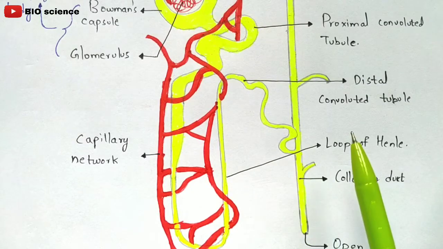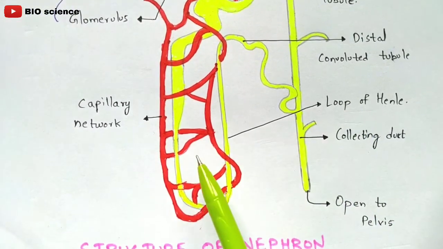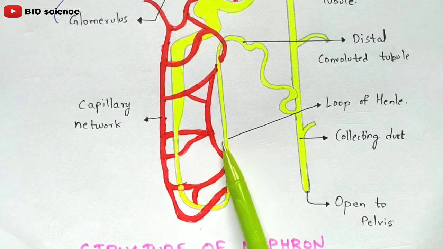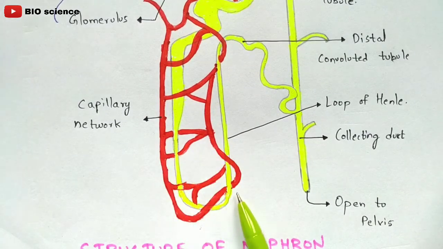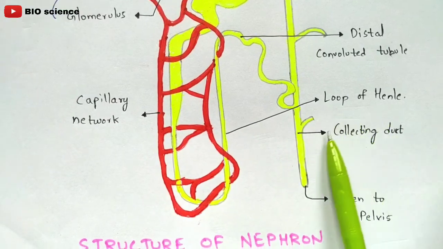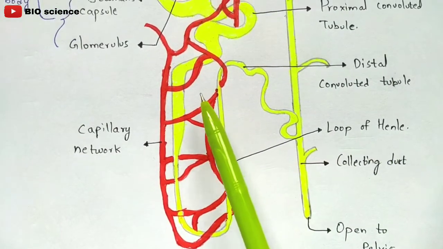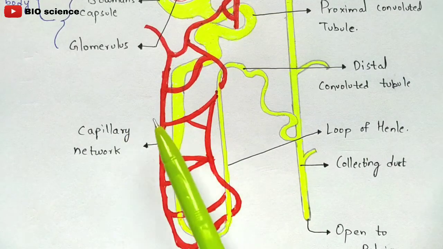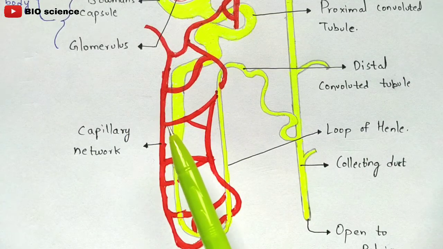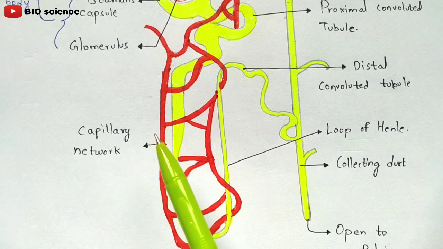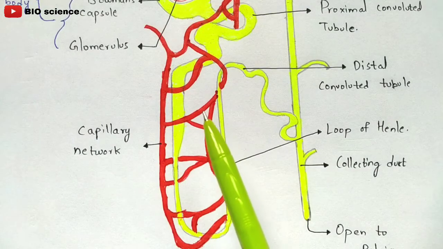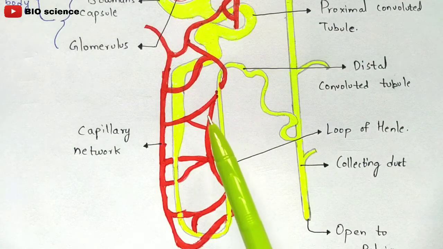Fine. And coming to here, this loop of Henle. This loop of Henle is U-shaped, right? So if you see here, not only this region, this whole region is called loop of Henle. Fine. And now what will happen here? The process of purification of the blood will be done. Not only the blood, even if you are going to secrete urine, right? So the urine is a waste material which is filtered from the blood, right?